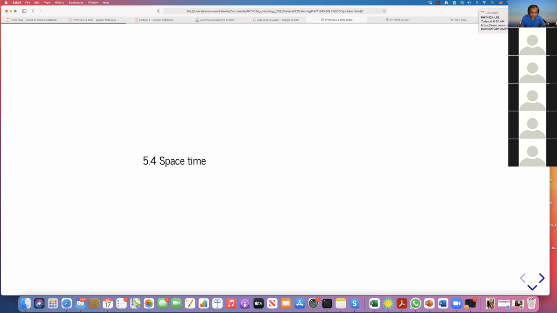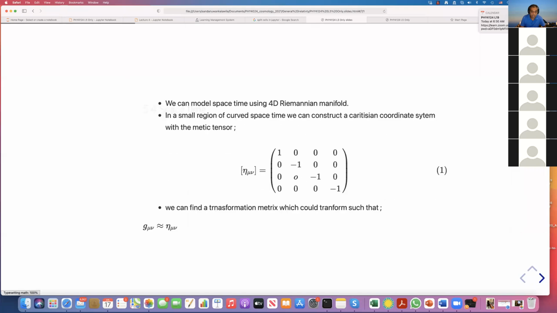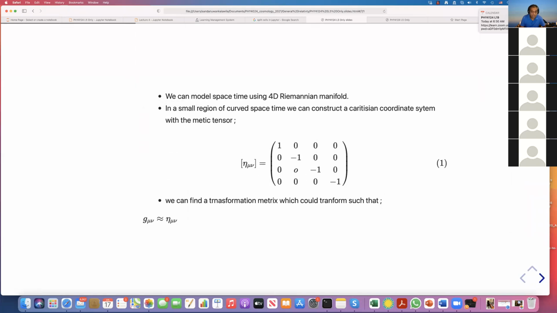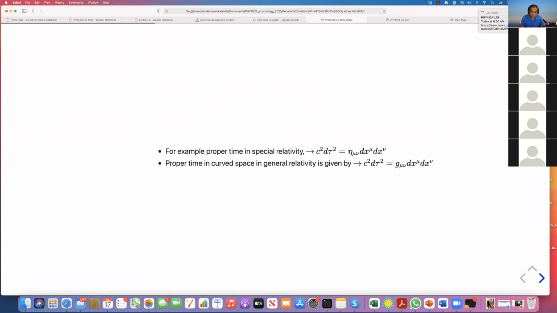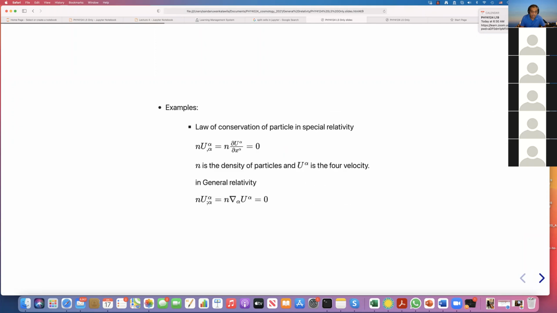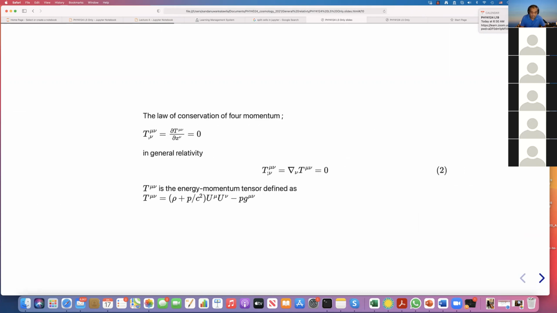And then we learned a little bit about space-time and how the Minkowski space metric is converted to the general metric, which is g mu nu. And then we had some discussions about covariant differentiation and how it works in general relativity. And then we learned how the laws of conservation of momentum can be written in general relativity, where you have this equation 2 right here.